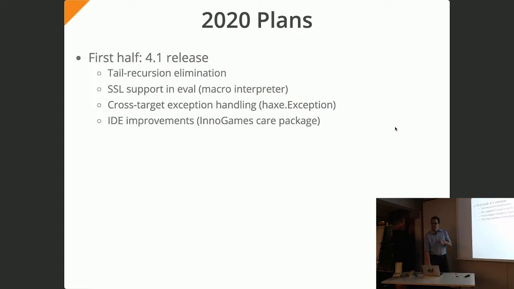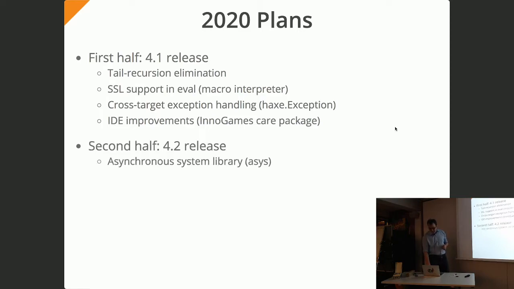So that's going to be 4.1 probably, and then a bit later 4.2, where we are working on an asynchronous system library. At the moment, our library for file access and everything is all synchronous, which comes with some issues, and hopefully we'll get this figured out. So we'll have something that's more similar to the Node.js library.